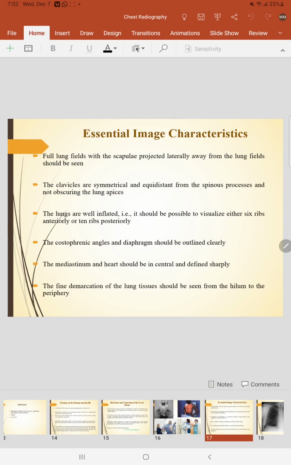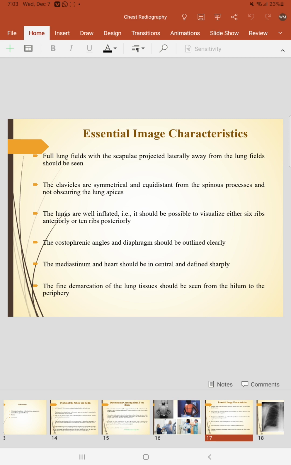Then, essential image characteristics. Full lung fields with the scapulae projected laterally away from the lung fields should be seen. The clavicles are symmetrical and equidistant from the spinous processes and not obscuring the lung apices.